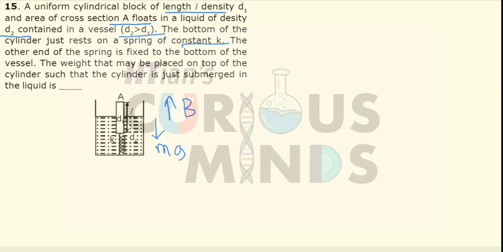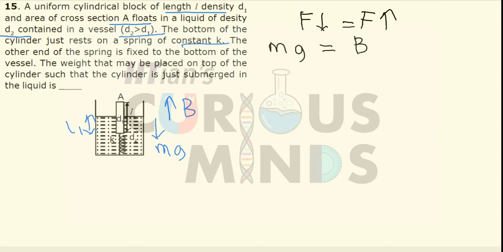Since the block is in equilibrium, the force acting in the downward direction will be equal to the force acting in the upward direction. The force acting in the downward direction will be equal to mg. The force acting in the upward direction will be equal to the buoyant force. Now let us say of this entire length L, only L1 is submerged inside the liquid.